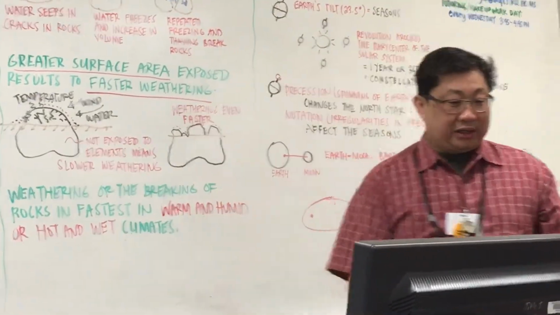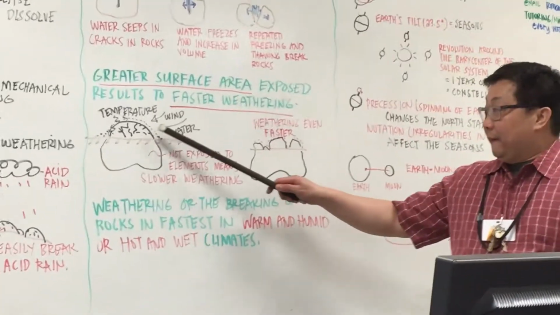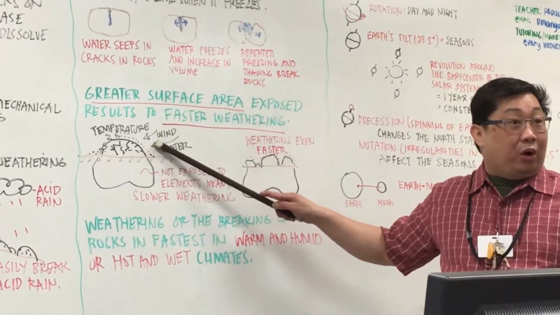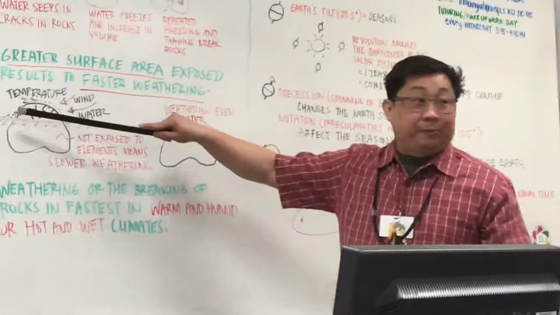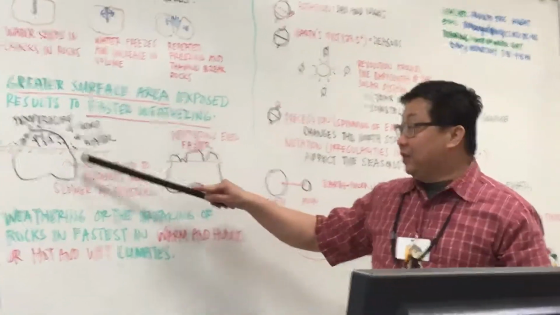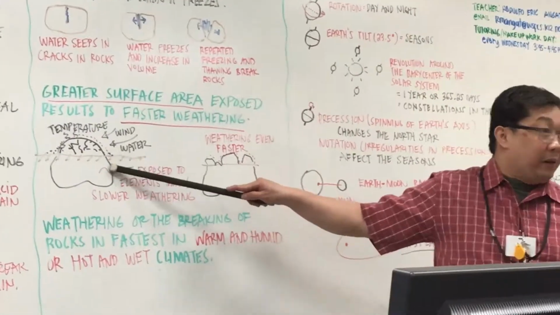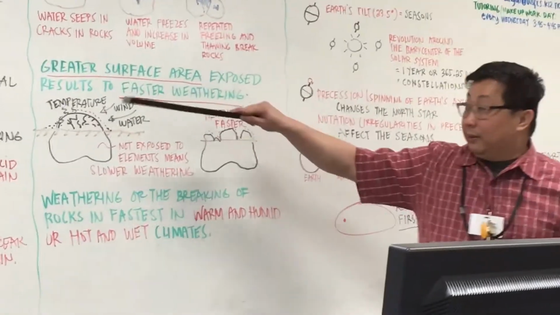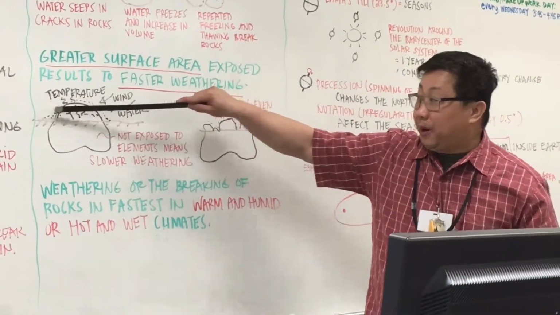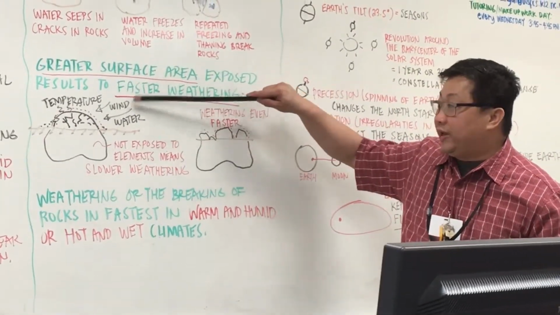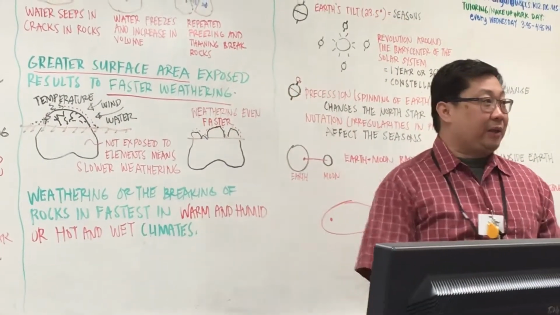Same with this illustration here, the rock that is on top of the ground breaks faster than the rock which is below the ground. This is because this part here is exposed to wind, water, and changes in temperature.